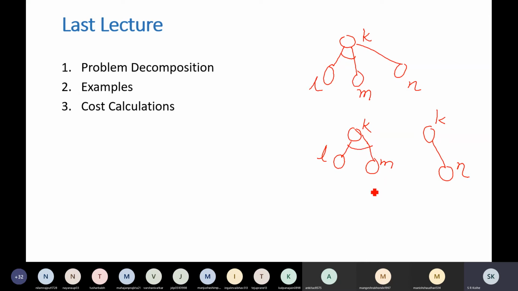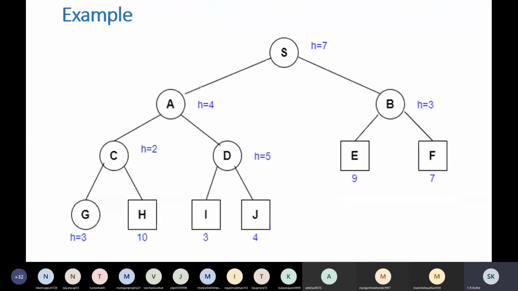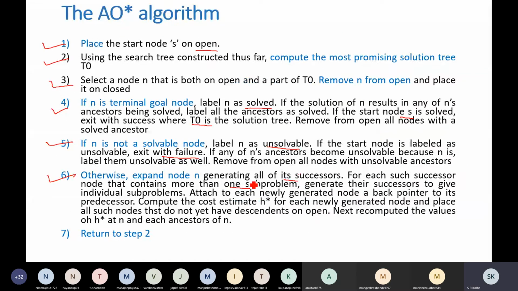Now after this, again the algorithm will proceed as usual. Generate their successors. Come to this. So generate successors, explore this L, explore this M in this way. Generate their successors to give individual subproblems. Attach each newly generated node a back pointer to its predecessor. A back pointer has to be attached to identify its parent node.